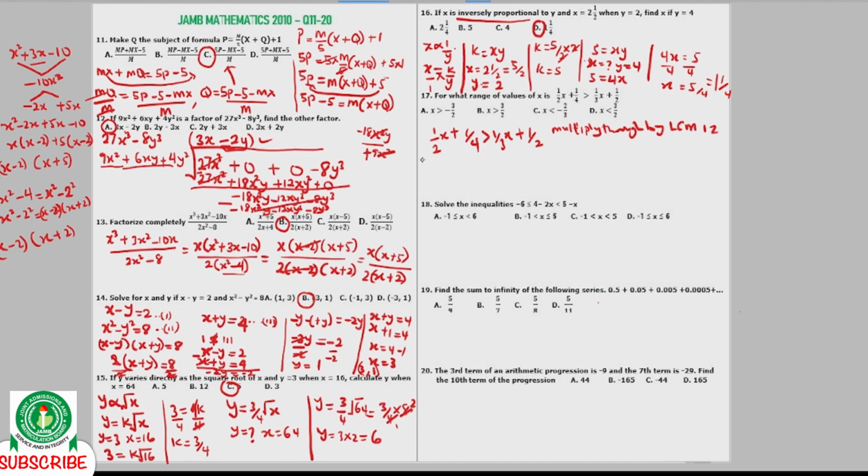Now we have 12 multiplied by 1 over 2x plus 12 multiplied by 1 over 4 greater than 12 multiplied by 1 over 3x plus 12 multiplied by 1 over 2. So what do we have here? 2 we cancel 6. We cancel 12 to give us 6. Now 6 times x, here you have 6x.